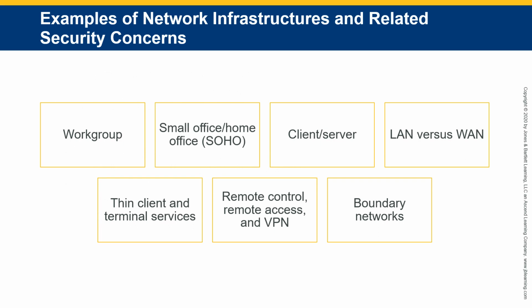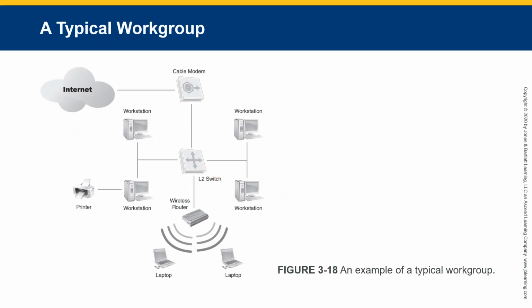All right, so we have some examples of network infrastructure related security concerns here. When we break it down, we have a work group, small office, home office setups, client server setups, the differences between LANs versus WANs, thin clients and terminal services and HVDs, etc. We have remote access, remote control, VPNs, and boundary networks. So all of these areas are different things of concern.